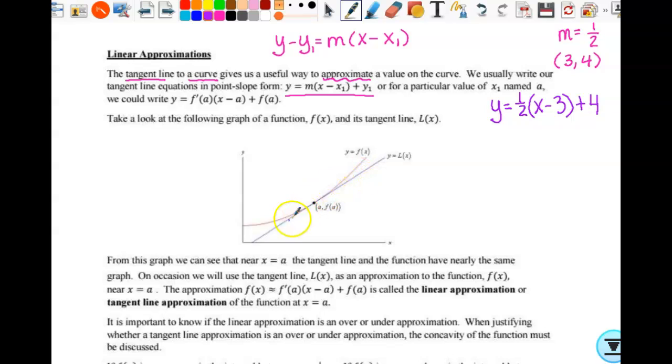And then we have the tangent line. Okay, is yours red? Did I print? Oh, I did print it in color.